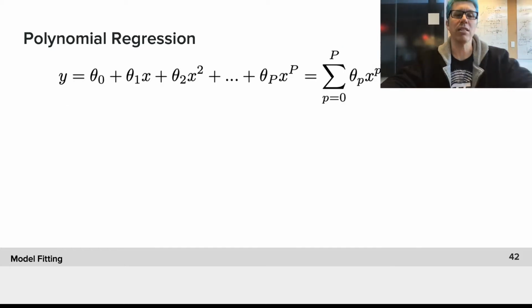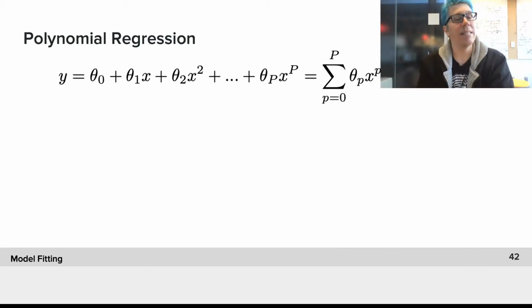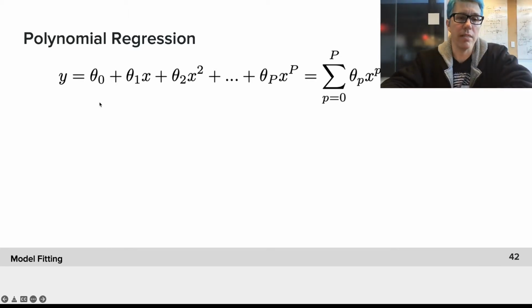In polynomial regression, we try to predict y, in this case just a scalar y, as a linear addition of polynomial components. Theta 0, constant, plus theta 1 x. Now keep in mind there's an implied 1 here. Theta 1 times x plus theta 2 times x squared, and so forth up to theta p times x to the p, which is the sum from p equals 0 to P of theta p times x to the power of p.